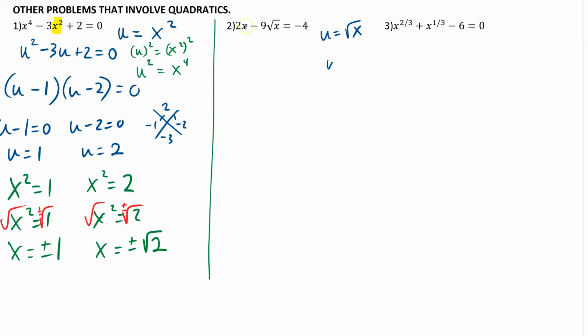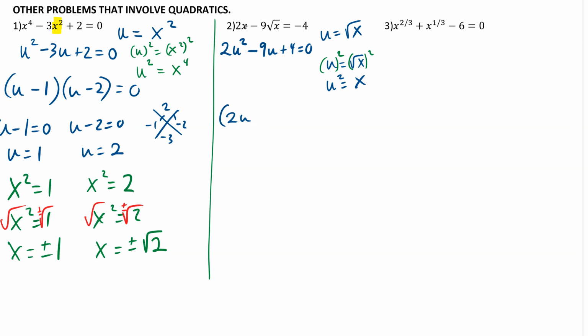So if we were to take the u equals square root of x and square it, we get u squared equals x. So that allows us to replace the x with u squared, the square root of x with u, and then we bring the 4 over, because remember we want these to equal 0. And there we go. And then we try factoring, and if factoring doesn't work, we use quadratic formula.